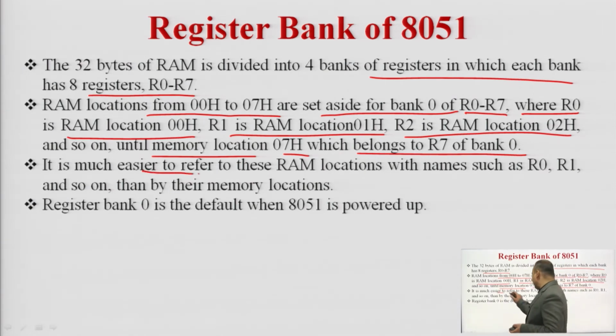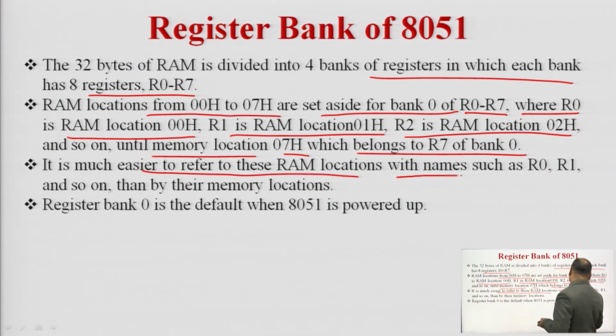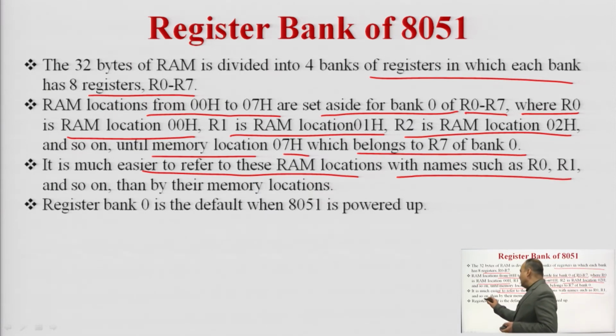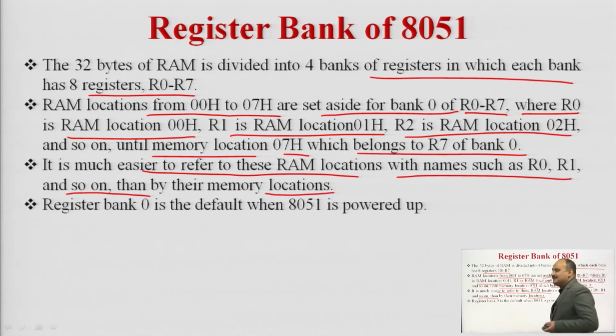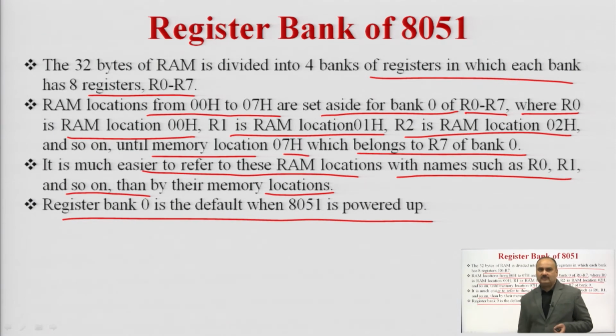It is much easier to refer to these RAM locations with names such as R0, R1, R2 and so on than by their memory location. So, we can easily remember them by their register names, that is R0 with address 00, R1 with 01, and so on up to R7 of each register bank. Register bank 0 is the default when the 8051 is powered up. So, if we do not select any register bank, by default the microcontroller will use register bank 0, and we can access the registers of bank 0, that is R0 to R7.